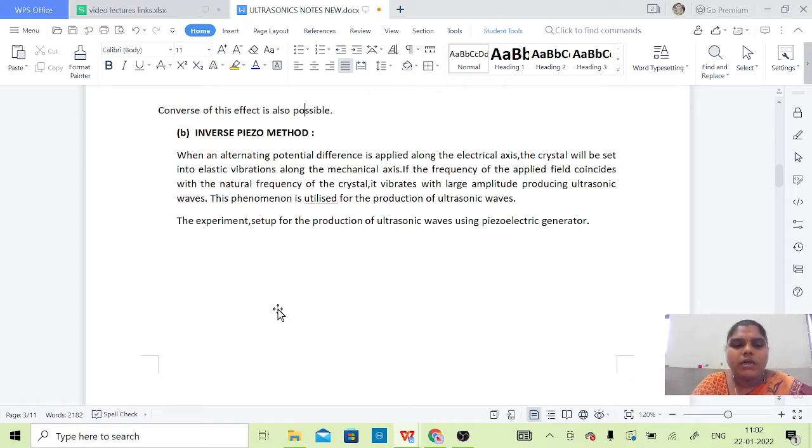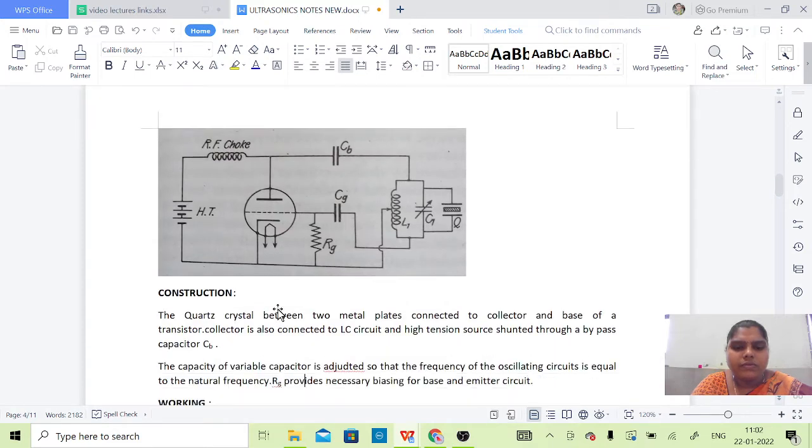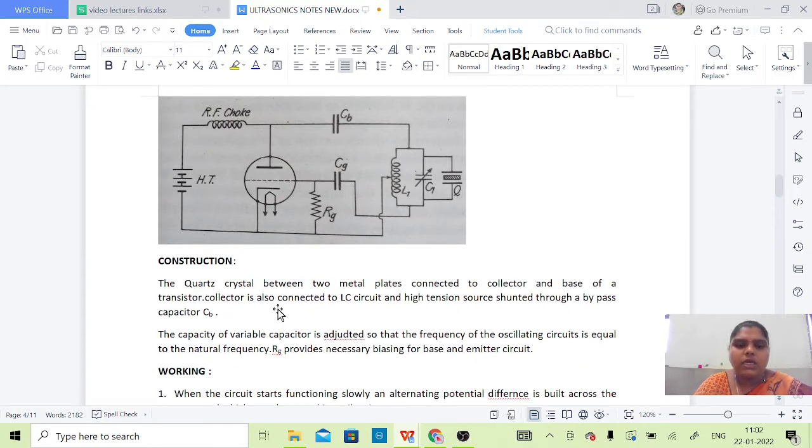Now the experimental setup for the production of ultrasonic waves using a piezoelectric generator. Let us see how it is constructed. The quartz crystal is placed between two metal plates that are connected to the collector and the base of a transistor. The collector is also connected to the LC circuit, and the high tension source is shunted through a bypass capacitor. This is the high tension circuit, and this is the bypass capacitor.